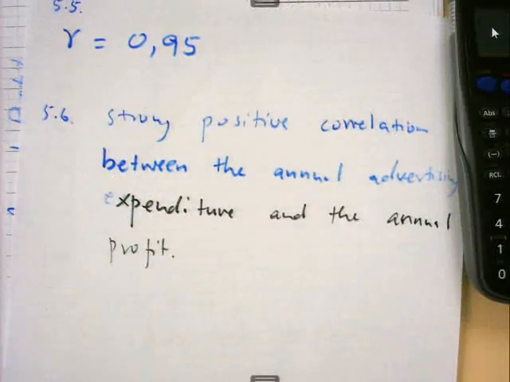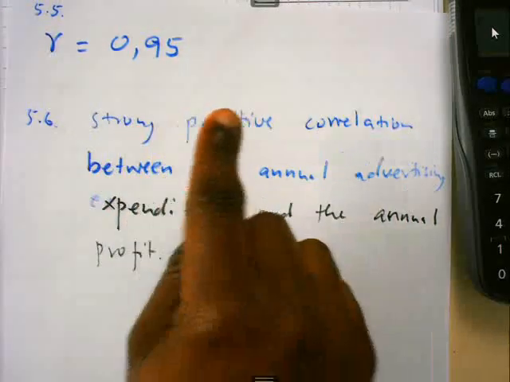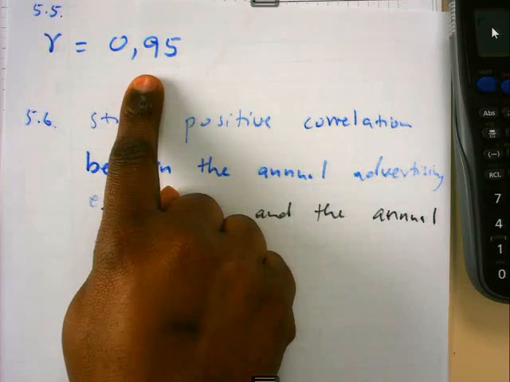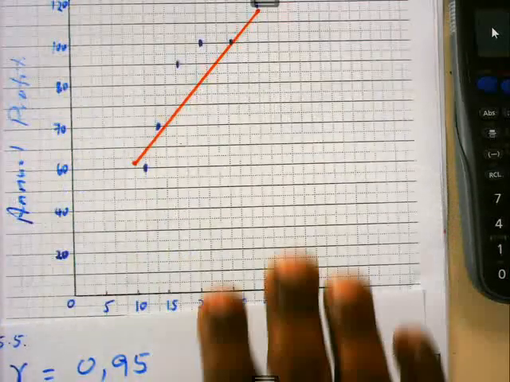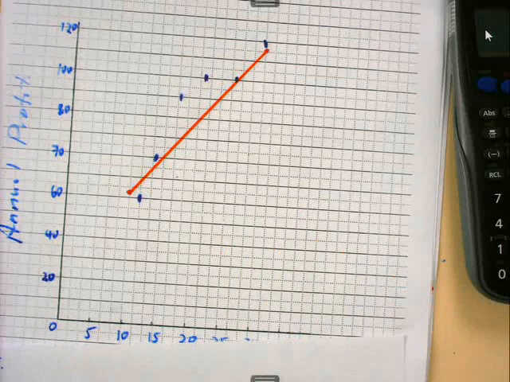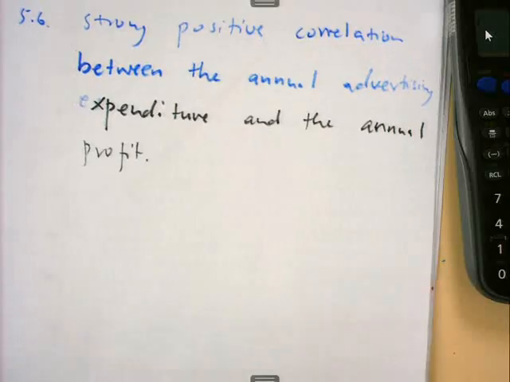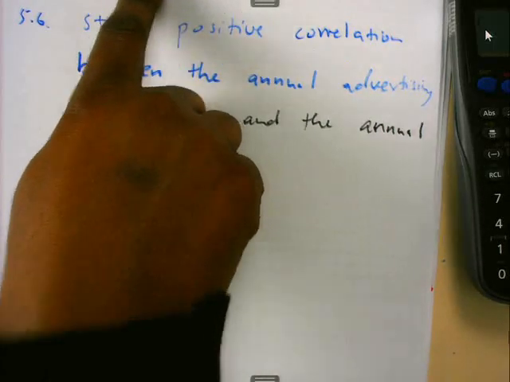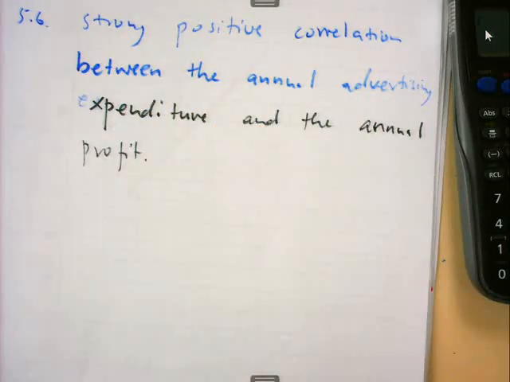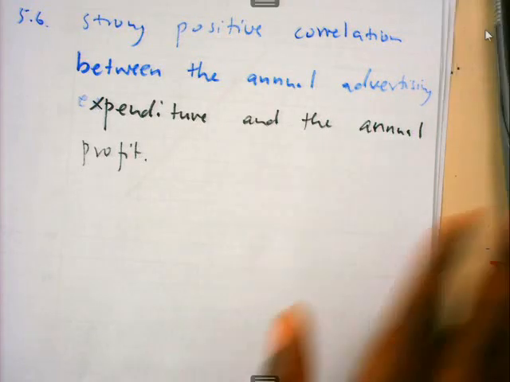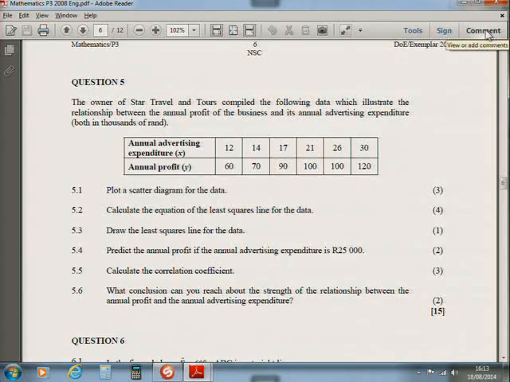Our answer now: 0.95, a very strong positive correlation. Positive, we can see it from the scatter plot here. You see the gradient of our line is positive. Strong positive correlation because of 0.95, between the annual advertising expenditure and the annual profit. Good. I'm sure we are happy about that. And there it is. Good. We are safe with anything more than 10 marks, which we can't afford to miss, step by step.